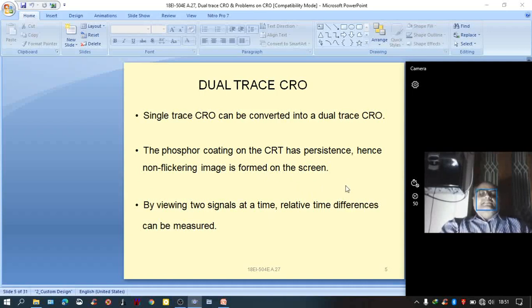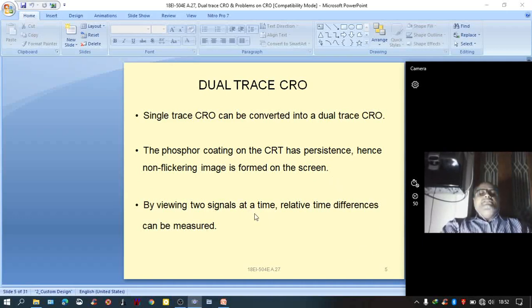In the subsequent cycle, once again the first signal is swept across the screen. In the next cycle, the second signal is swept across the screen. Like this, because of the persistence property of the phosphor material used for the CRO screen, we can visualize both the images on the CRO screen simultaneously without any loss in intensity of the image.